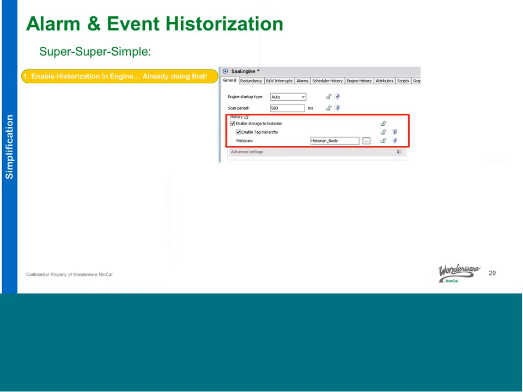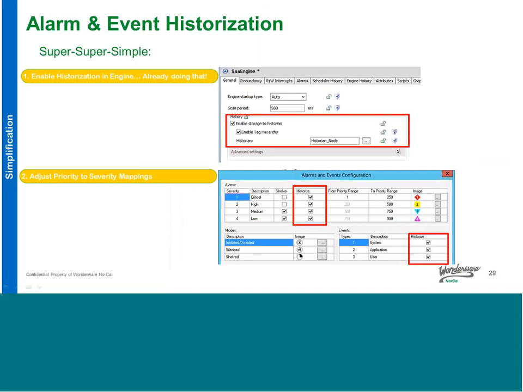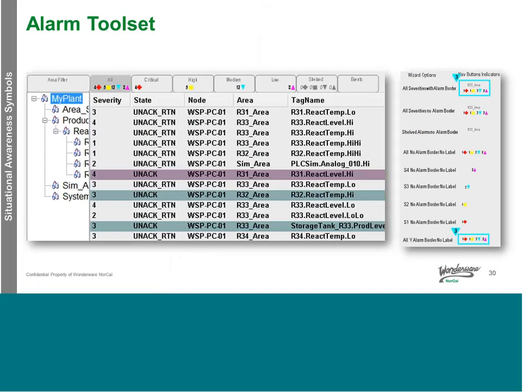So it's very simple. Just like logging your process data to the Wonderware Historian, you can now historize your alarms and events with a checkbox into the Wonderware Historian. There's also a new alarm toolset. This is a nice new graphic addition to really reduce the amount of time it takes to build alarm displays. We've built a lot of alarm display functionality right out of the box for you, so you don't have to custom build alarm displays.